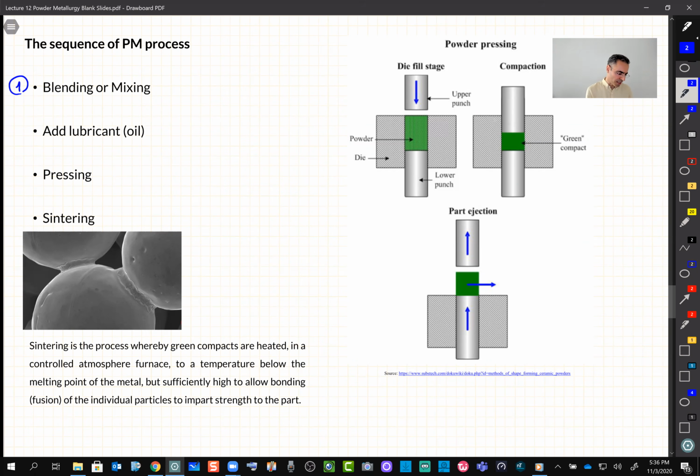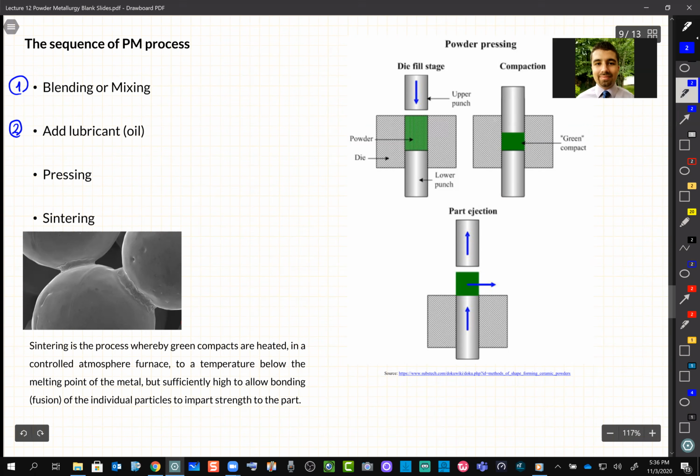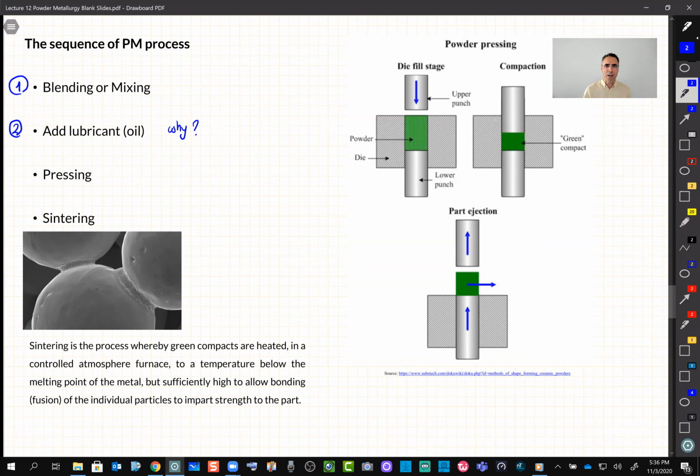We mix the powder, then we add oil to this powder. It's just a regular oil. So can you think of why we add oil? To help it stick together. But oil, I believe, is going to make it separate more, right? To remove it from the mold after.